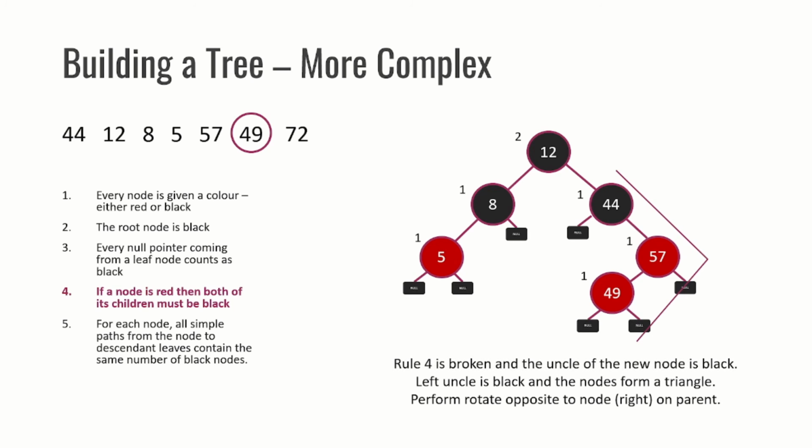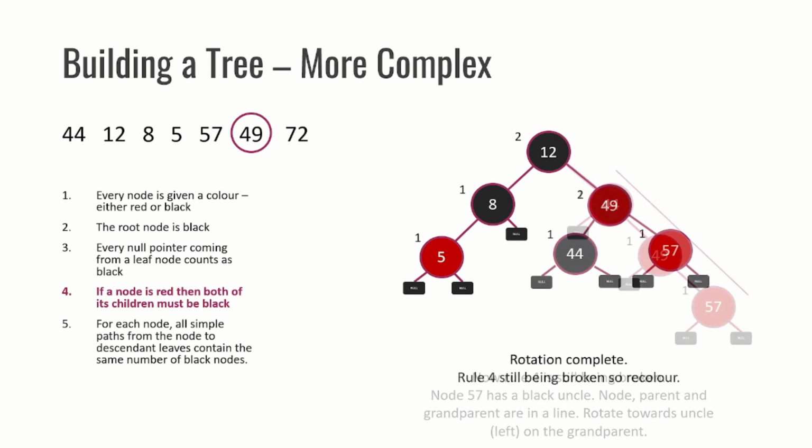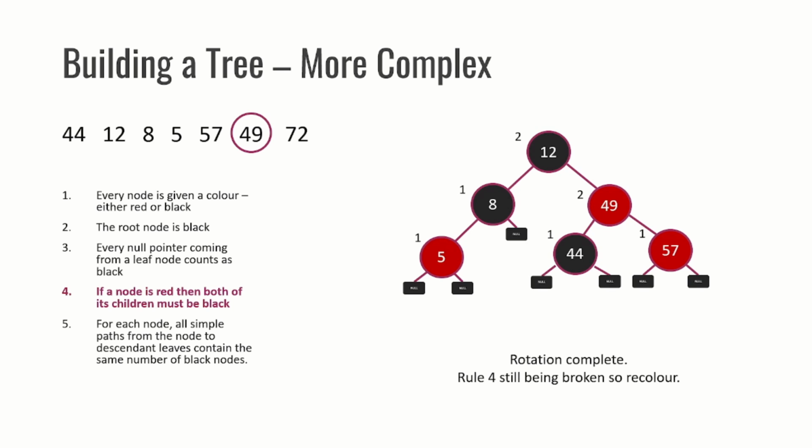Now we've got a triangle formation here because 49 is the left child of 57 and 57 is the right child of 44. So we're going to perform a rotate right on the parent this time, on 57. That gives us that. We've still got a rule broken. But this time we've got the 3 nodes in a line. So we're going to rotate left on the grandparent here, which is 44. That brings us to that. We can then recolor. And we've got a valid tree again.